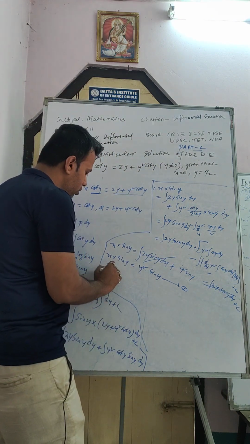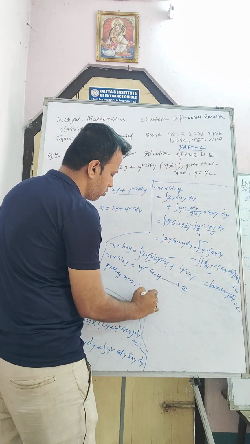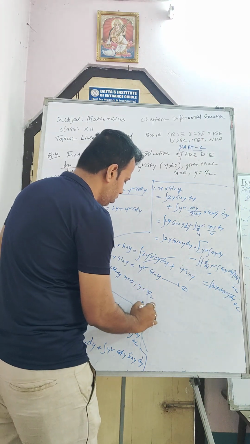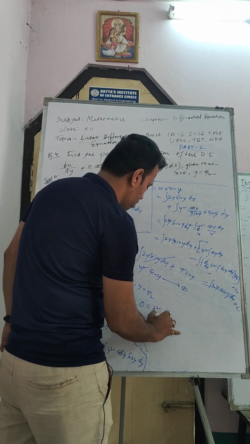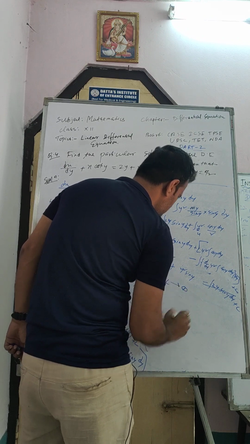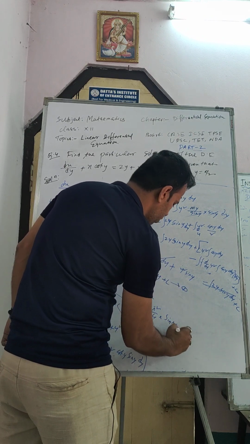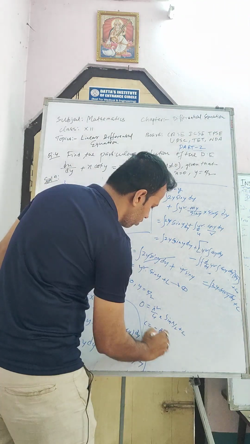Now I put the values: x is 0, y is pi by 2. So it will be 0 equals pi by 2 square, that is pi square by 4, into sin pi by 2, plus c. Okay, sin pi by 2 is 1. So c will be minus pi square by 4.